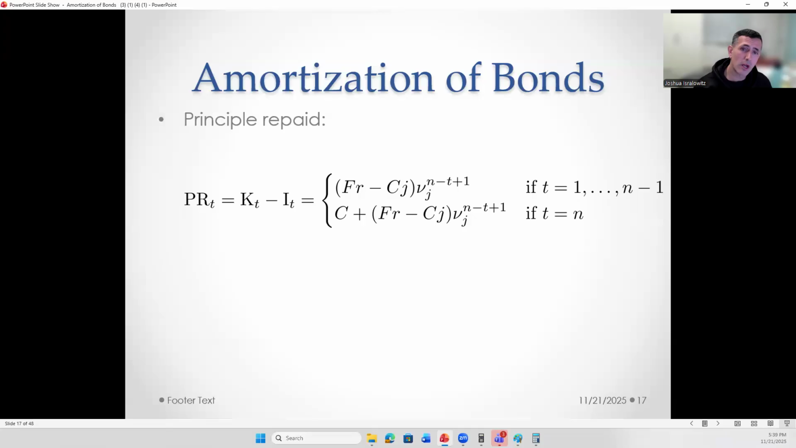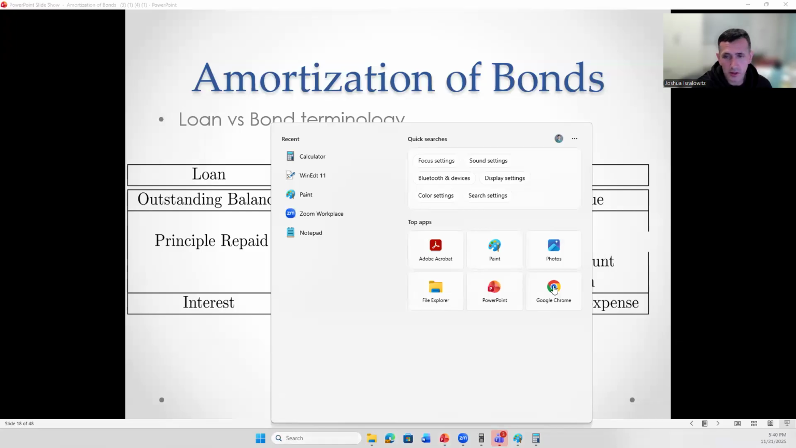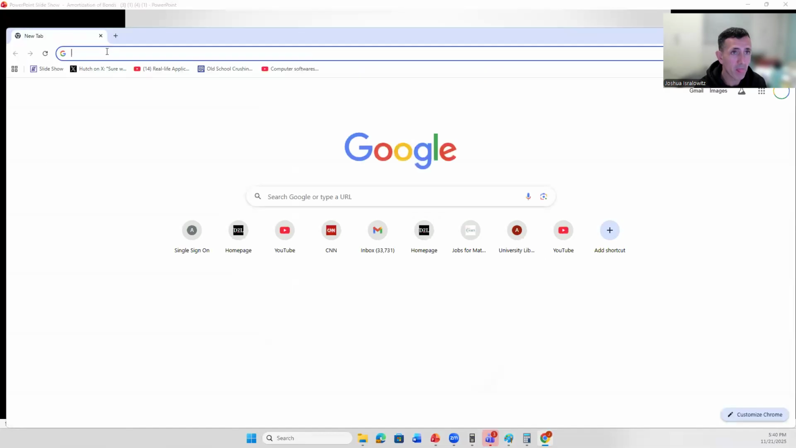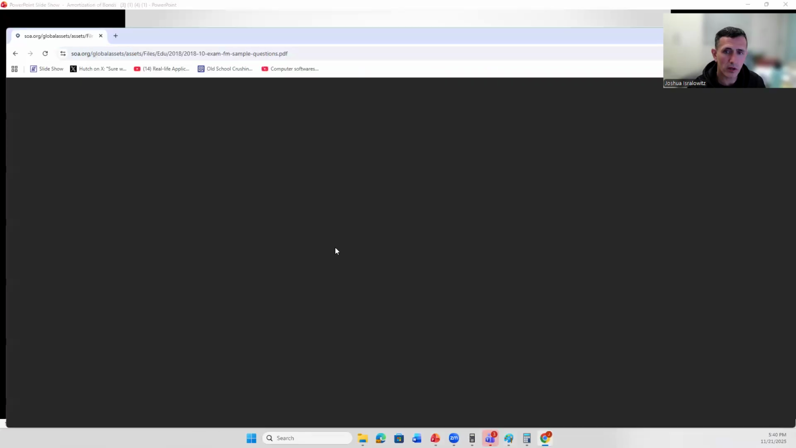And when FR is bigger than Cj, your principal paid is positive. So when the bond is bought at a premium, the principal paid is positive. We'll see an example of a bond bought at a premium, and we'll check that the principal paid is each going to be positive. We just want to show you this in the sample exam FM questions, just for you to be aware of.